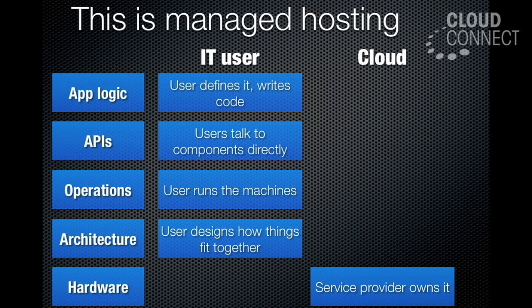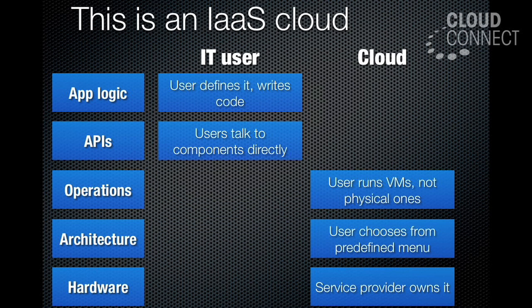So for example, in the managed hosting world, the service provider owned the hardware, but you owned everything else, including the architecture. When you look at an infrastructure as a service cloud, it's a little different. The cloud runs the hardware, the architecture, and the physical machines, and the user runs virtual machines, not the physical ones. The user is still responsible for talking to the components through APIs, and the user actually defines and writes the code on top of it.